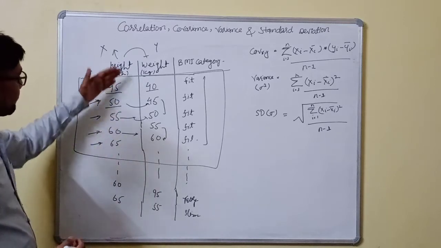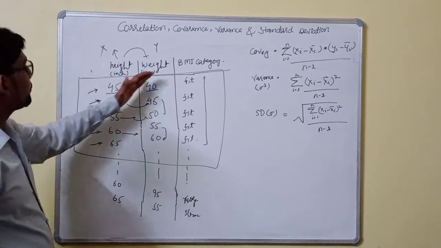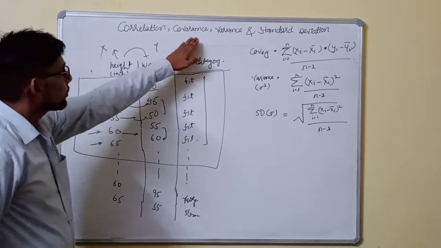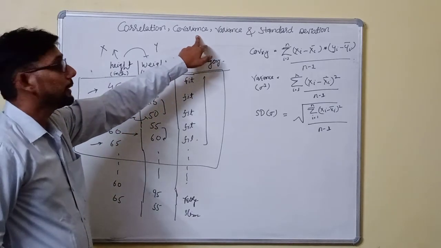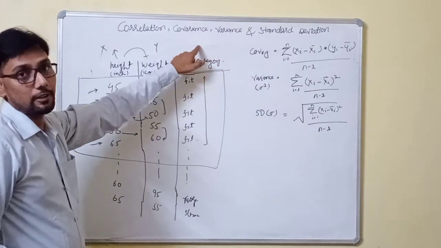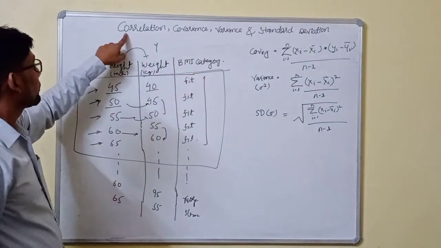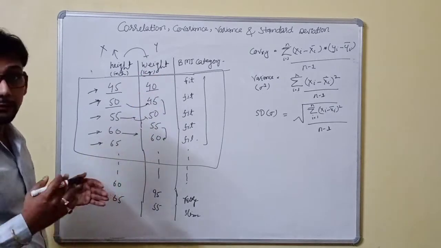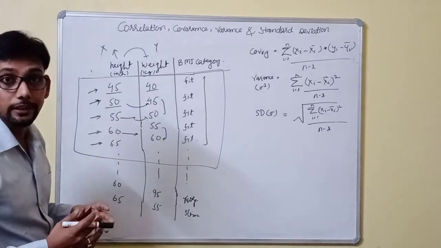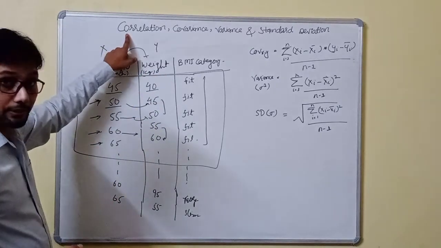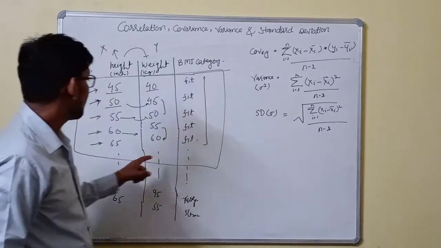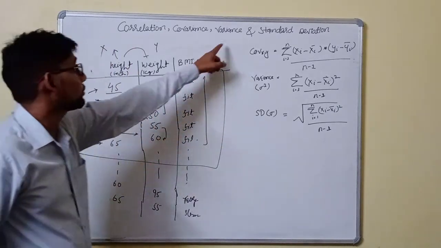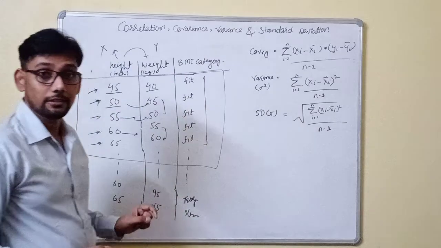So for me, this is positively correlated, right? So covariance will also be positive, it should be positive, right? The strength we will measure, if height and weight are positively correlated, what is the strength of the correlation? We will measure through correlation. How the data is distributed from the mean, we measure through variance and standard deviation, right?